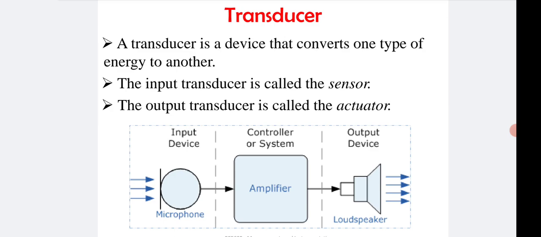So the other definition of a sensor is that a sensor will convert an analog signal into an electrical signal, whereas an actuator will convert an electrical signal into an analog signal. Okay, a sensor converts an analog signal into an electrical signal, whereas an actuator will convert an electrical signal into analog signals.